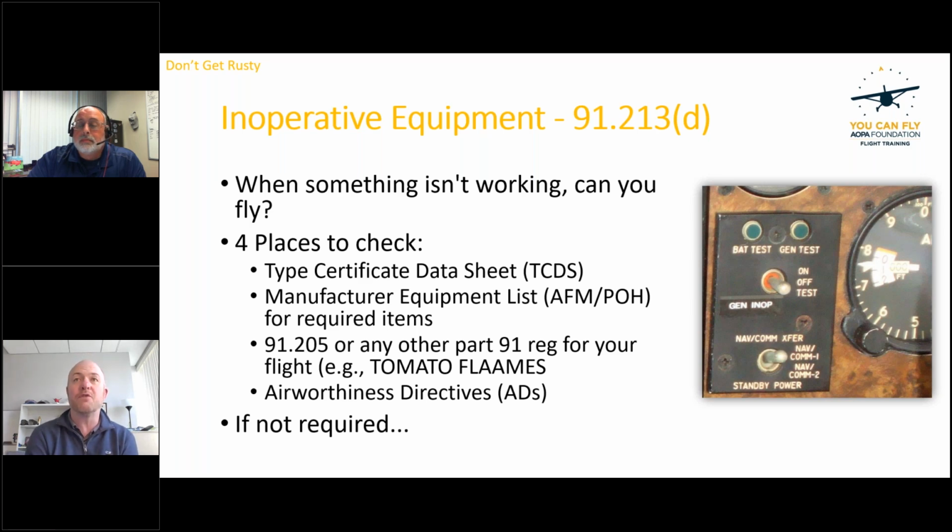Somebody asked, what's tomato flames? Tomato flames is an acronym for 91.205. There are 3 types of operations that we do: daytime VFR, nighttime VFR, and instrument, and so we've got these memory aids. Tomato flames is the one for daytime VFR. It's temperature gauge, oil pressure gauge, manifold pressure, airspeed indicator, that sort of thing. I'm not going to go through all of them, but you can definitely look that up online. You can find that for sure.